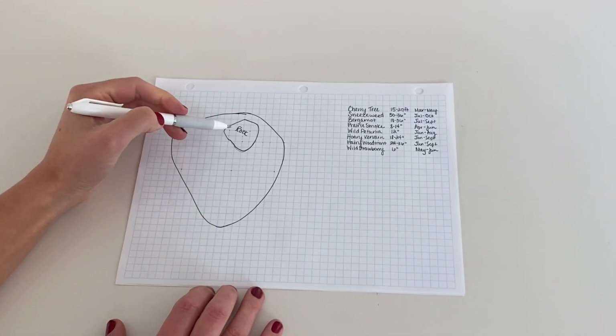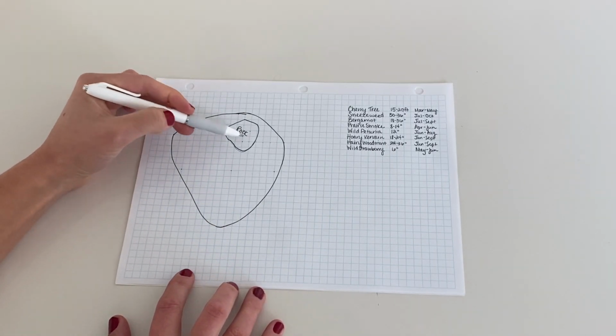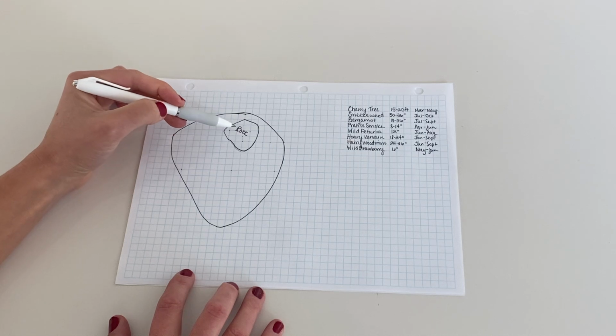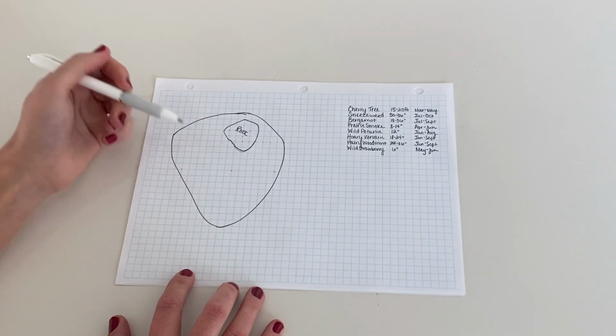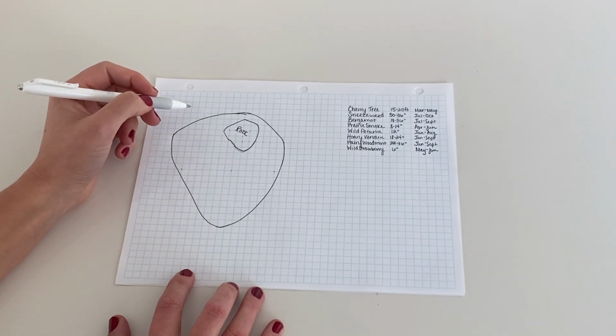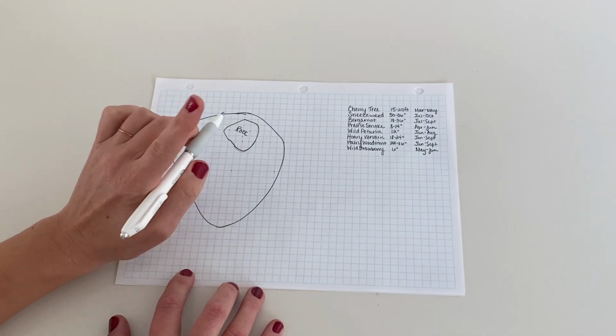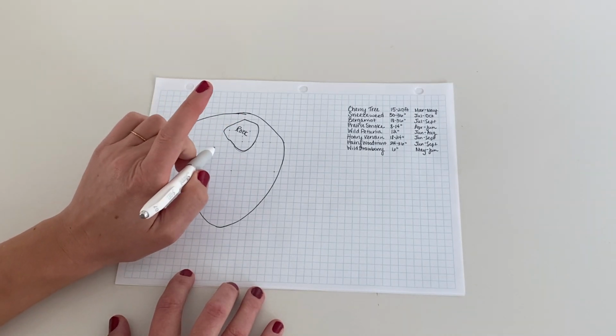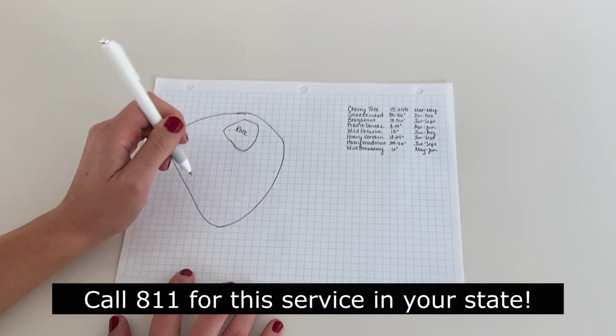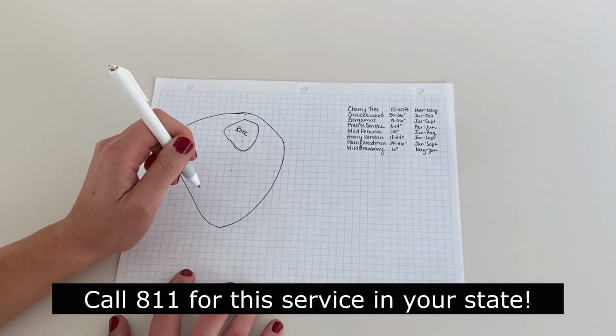Now, this little fake rock conveniently is actually covering an electrical panel, which means I have underground electric somewhere in this area. Fortunately, I was there when it was installed, so I know exactly where that underground electric is. But if you do not know where your underground electric is, you have to call Miss Dig. I'll add the number in the description. This is a free service.